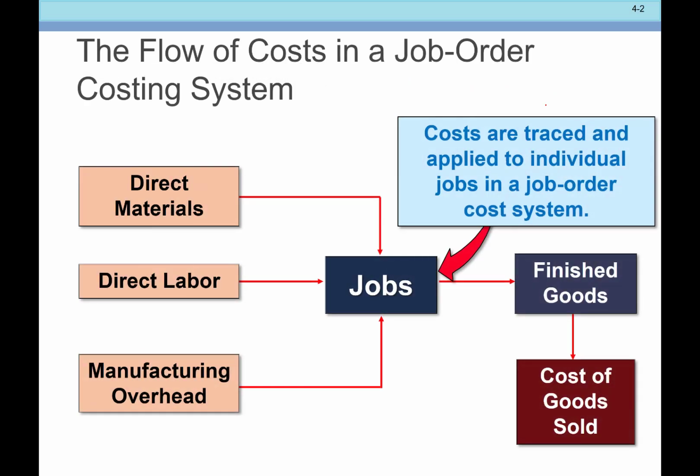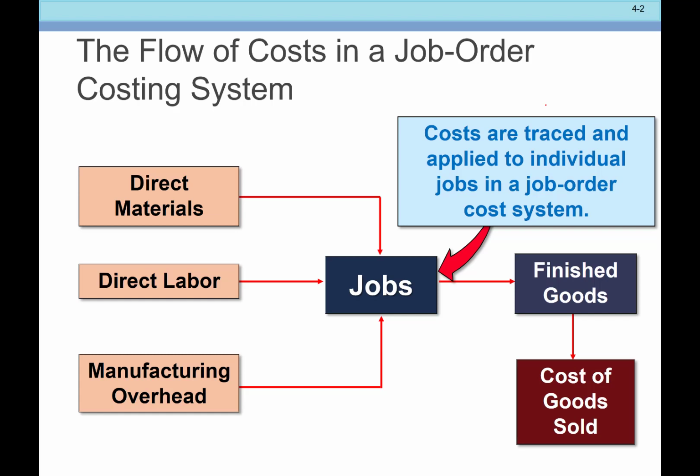Beginning. And let's go ahead and take a look at Chapter 4, Process Costing. Okay, so now what we're going to talk about is what happens if we don't track our cost by job. In Chapter 3, we were tracking our product cost, our direct materials, direct labor, manufacturing overhead, and we were tracking them to each individual job.